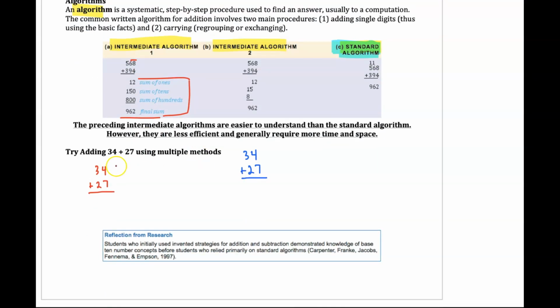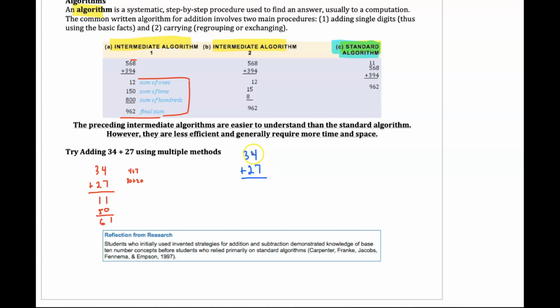How about 34 plus 27 using multiple methods? So I'm going to do the intermediate algorithm, the first one. 4 plus 7 is 11, and what's really going on in my head is 4 plus 7 and 30 plus 20. And so you end up with 50, so your answer is 61.